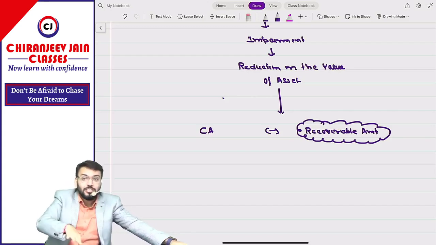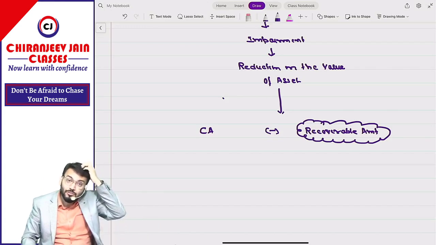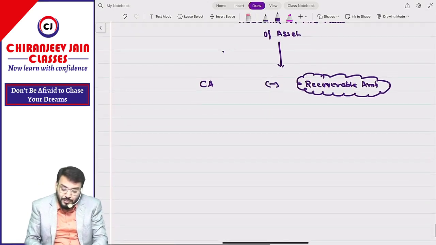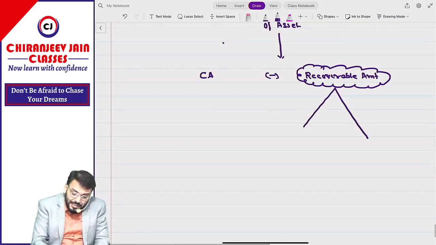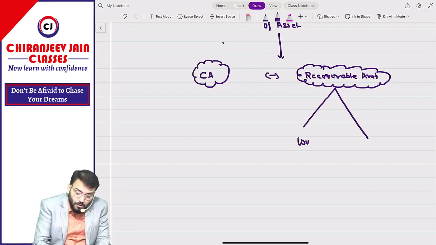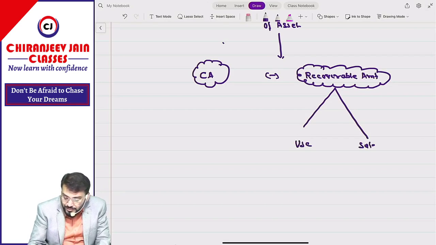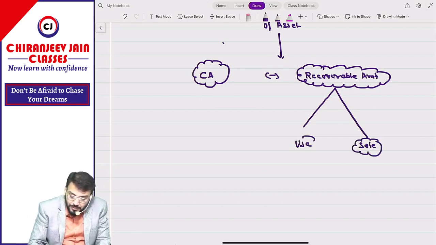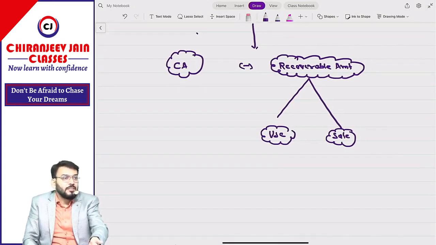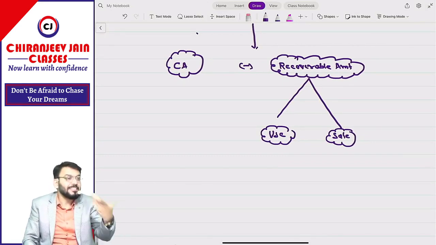Either I will use it in my business and generate some revenue and try to recover 1 lakh, or I will try to sell it. Means we can recover the carrying amount of this asset either by use or by sale. Understood? Have you understood? Correct. So if you want to sell it, you need to find out the expected sale price.